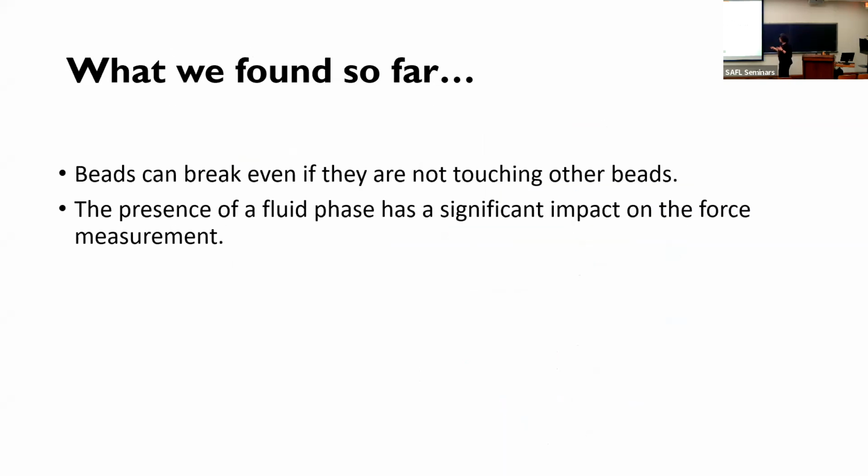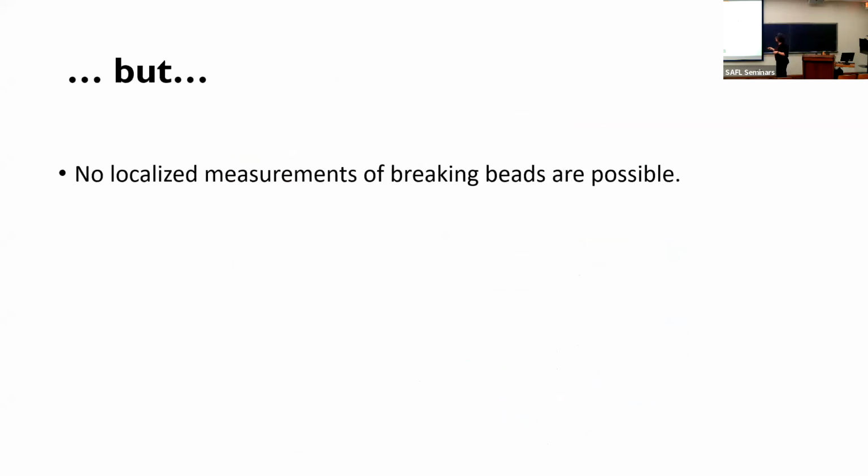So by now we know we can get beads to actually break without touching other beads, just by forces that are transferred from the fluid onto the bead. And we also saw that we have a bulk measurement that's really similar between the semi-brittle case and the purely viscous case, indicating that the fluid phase has a really big impact on the bulk force measurement. We have, however, no way currently to localize or to measure localized breaking of these individual beads. We know it's happening, we can see it's happening, but we can't measure it.